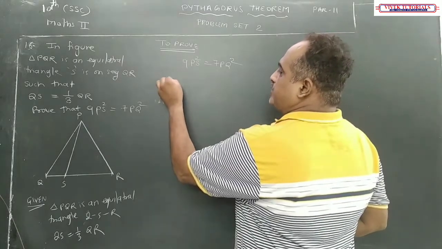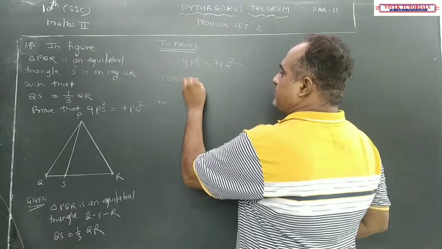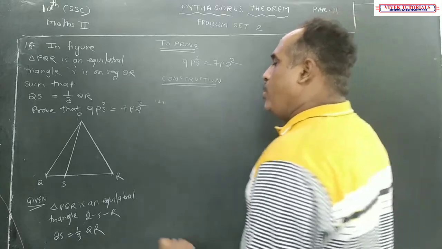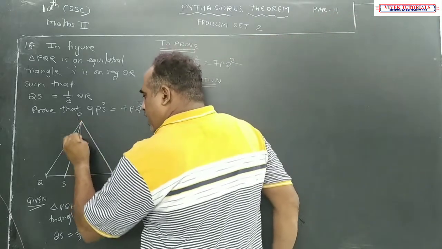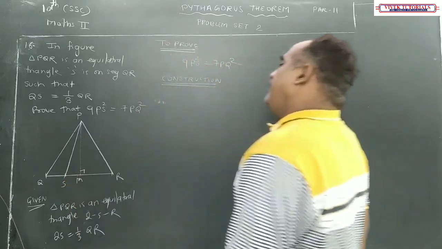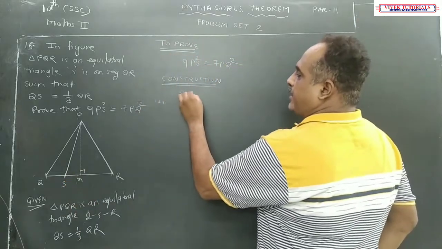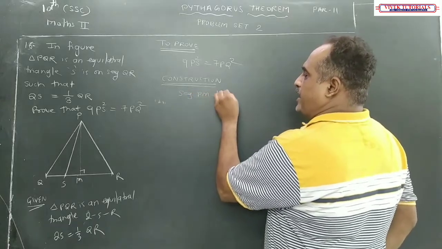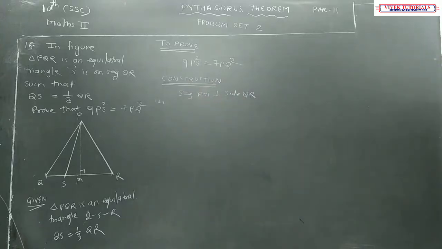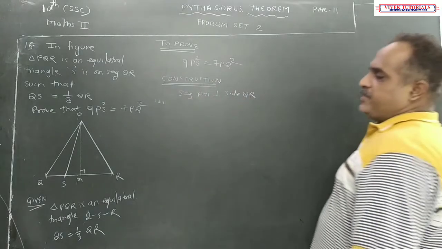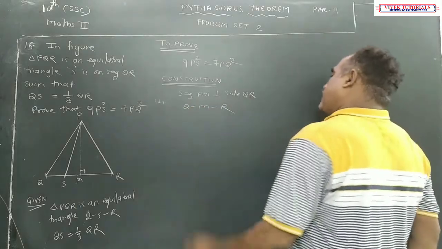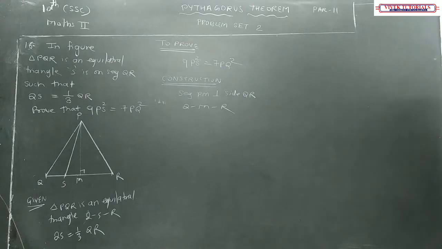We are going to do some construction. In construction, we are going to draw a perpendicular from P to QR, say PM. So, segment PM is perpendicular to side QR. This type of question we have already completed, just we are going to revise it. Okay, so Q, S and M are collinear points. Is it right?